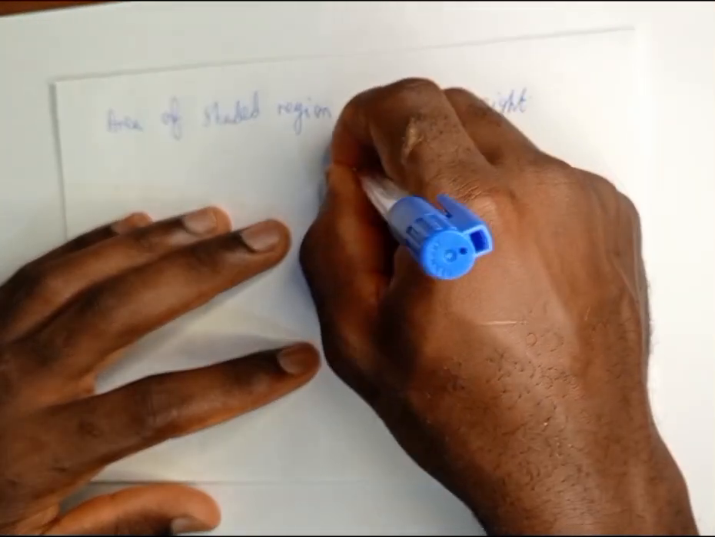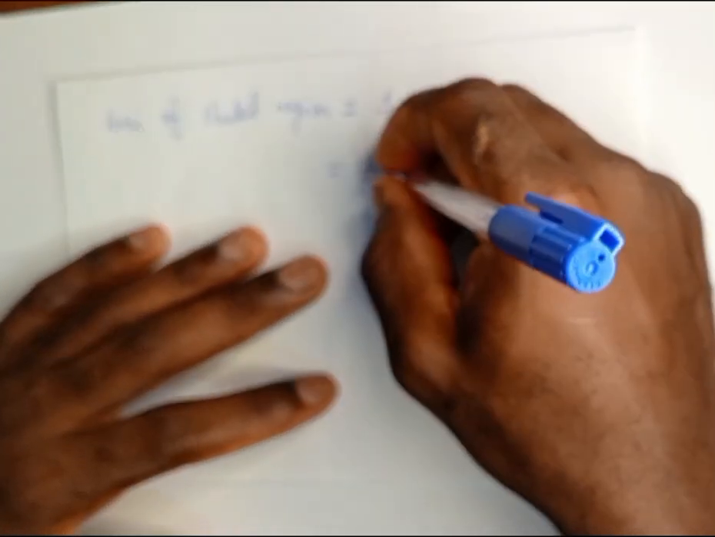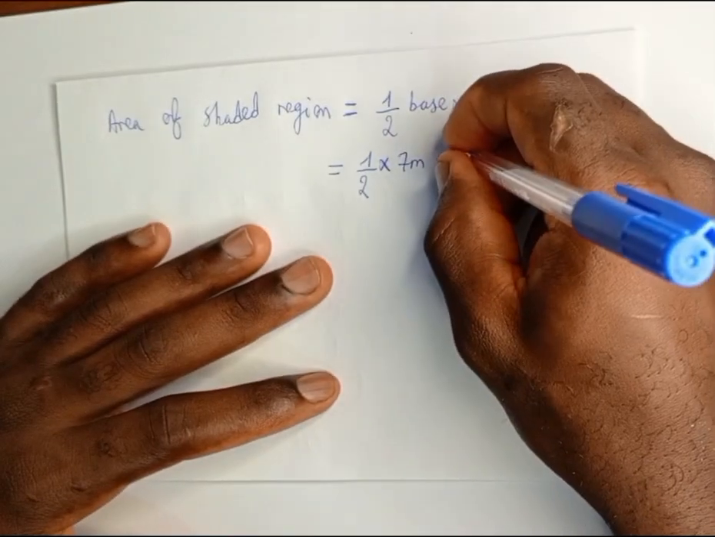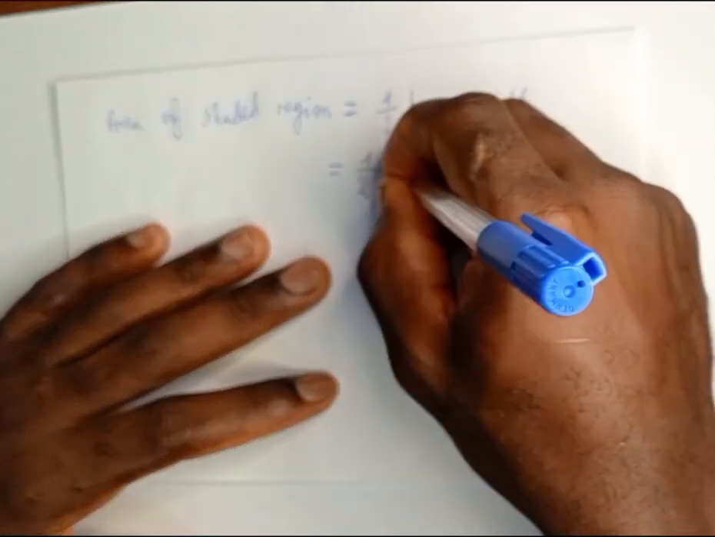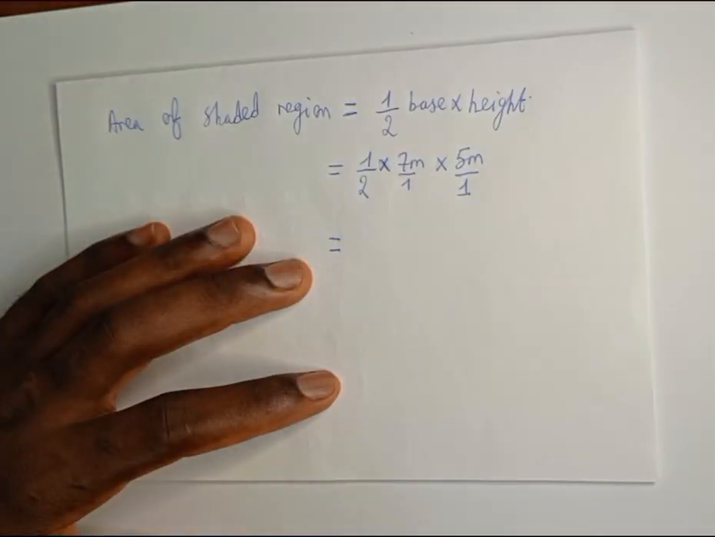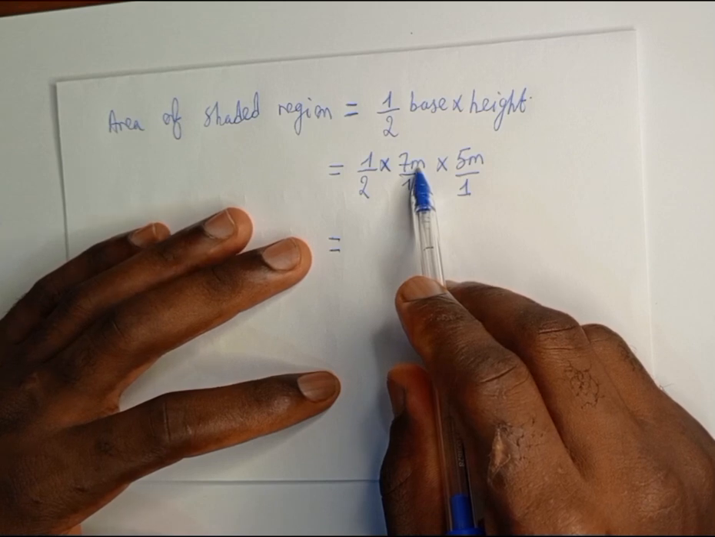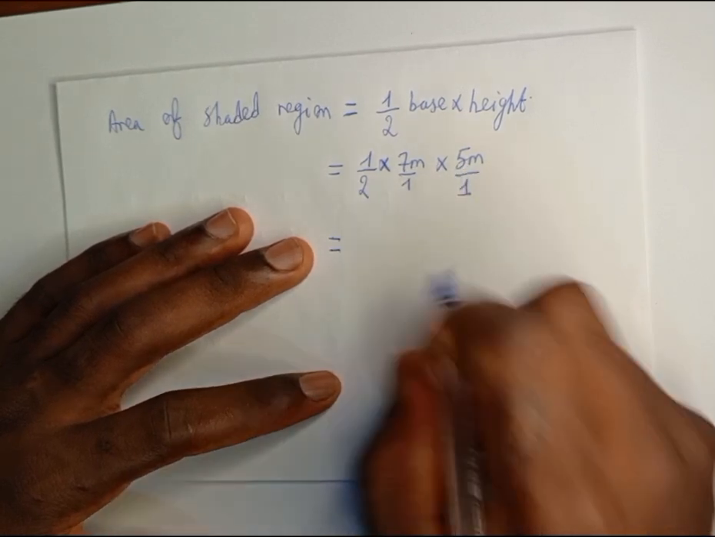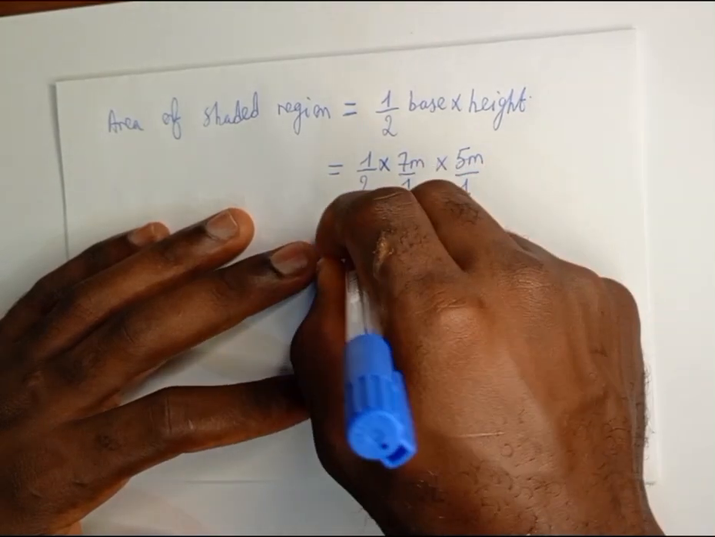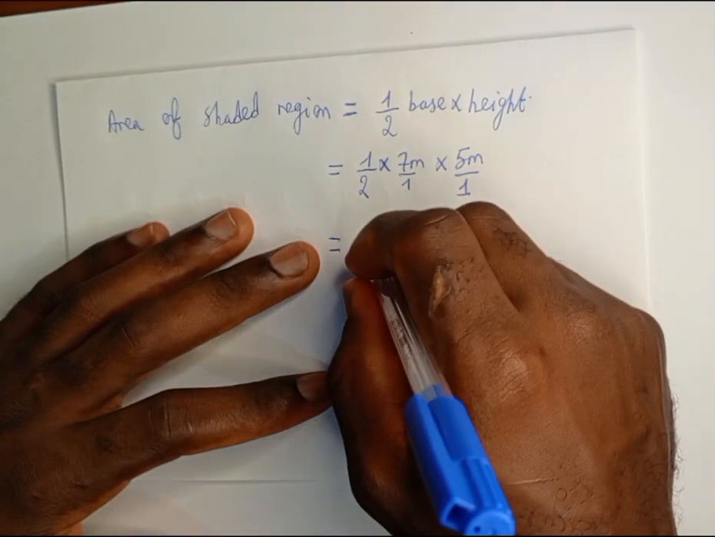This will simply be equal to a half times the base. The base of the triangle is 7 meters times the height of the triangle, which is 5 meters. This will simply be equal to 1 times 7 meters, it remains 7 meters. 7 meters times 5 meters gives us 35 meters squared, all over 2 times 1 times 1, it remains 2.